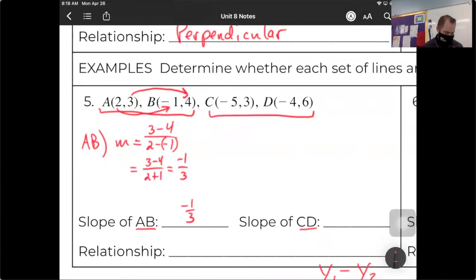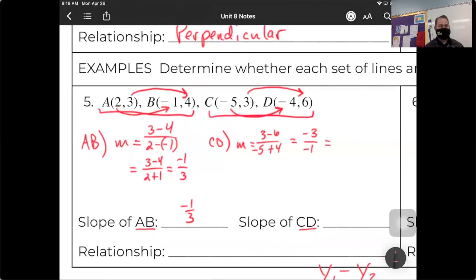Then we're going to do the same thing for CD, the other 2 points. We're going to do y1 minus y2, so 3 minus 6, over x1 minus x2. Negative 5 plus 4, right? Because we do minus negative, turns into plus 4. What's 3 minus 6? Negative 3. And what is negative 5 plus 4? Negative 1. What is that reduced to? Positive 3, or even think of it as just 3 over 1, like that.